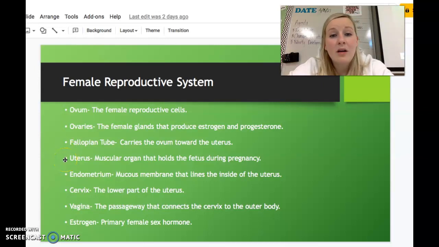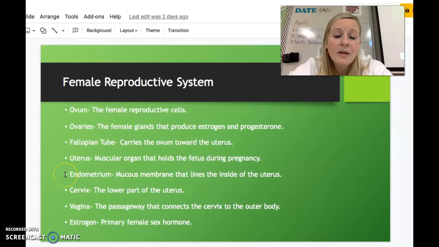The uterus is going to be the organ that holds the fetus during pregnancy. So if a woman were to become pregnant, the baby is going to hang out in the uterus for 9 months as it grows and develops and gets bigger and bigger and bigger. So the uterus is a big part of the female reproductive system.